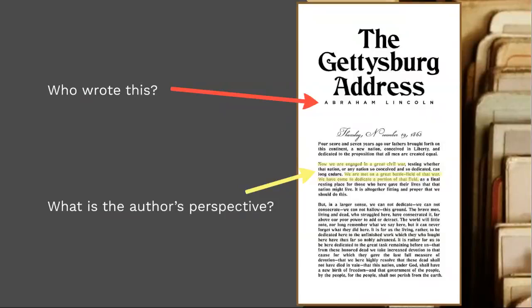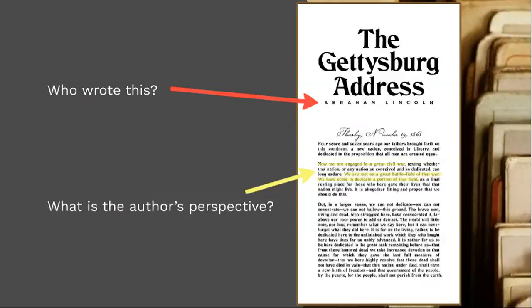One of the first things you'll want to look at when sourcing a document is the author. In our example, it is really clear that this was written by President Abraham Lincoln. Please note that not all document authors will be clearly written, or maybe not revealed at all.